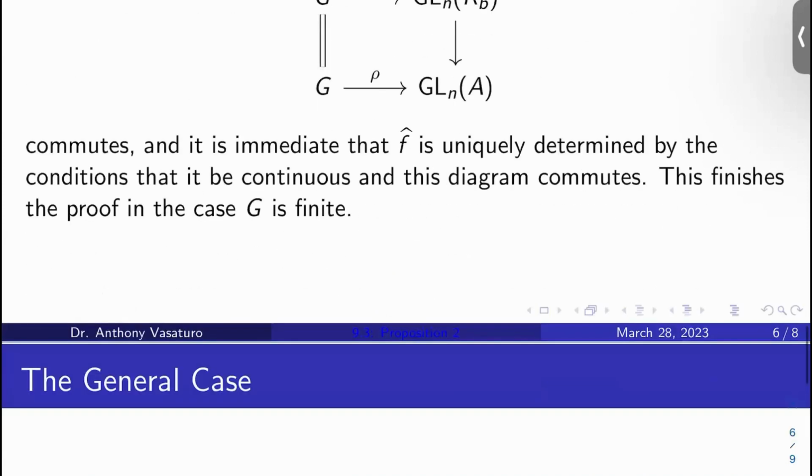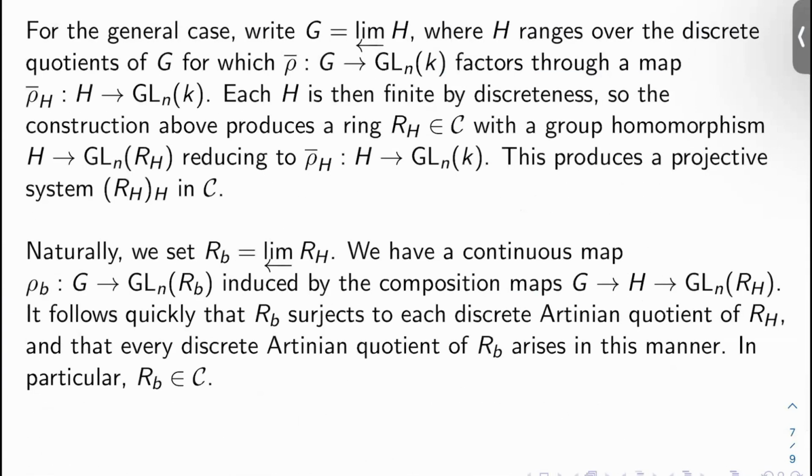Okay, so what if G isn't finite? Here's what you do. You set G equal to the inverse limit over H, where H ranges over the discrete quotients of G, for which rho bar from G to GLN of K factors through a map, which we'll call rho bar H from H to GLN of K. Each H is finite by discreteness, so the construction above that we just went through produces a ring which we'll call R sub H in C, together with a group homomorphism H to GLN of R sub H, reducing to rho bar H from H to GLN of K.